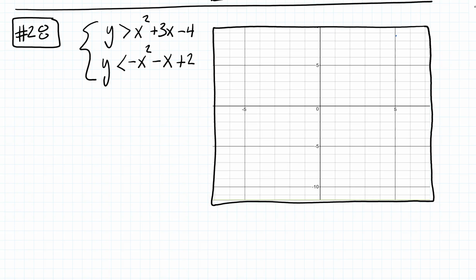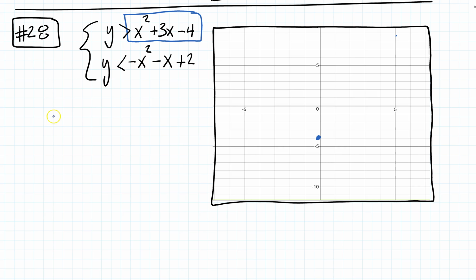So number 28 says to solve the system of inequalities by graphing. What we want to do is graph both of these quadratics and see where the overlapping shaded region is. I'm going to do this one first in blue. I know I'm going to have a y-intercept at -4. That's pretty easy to see.